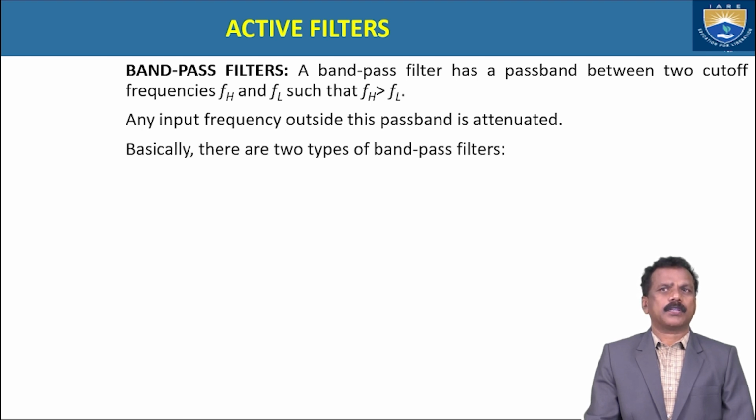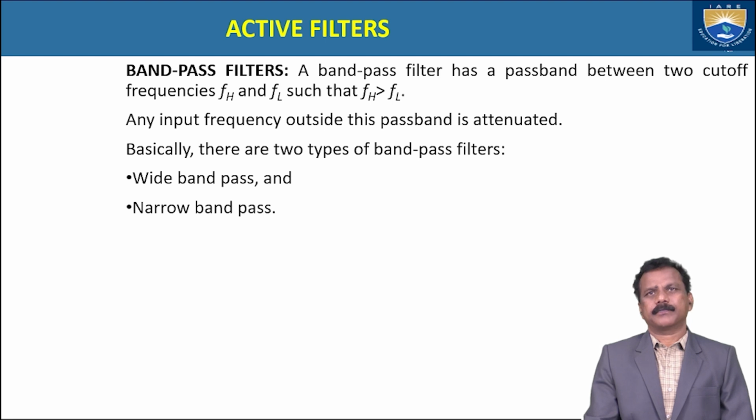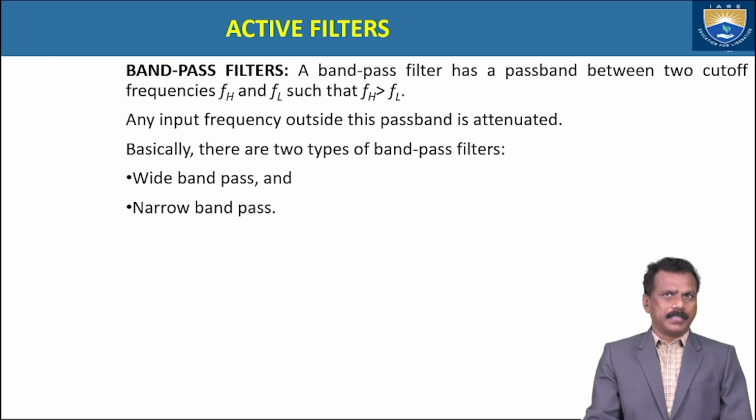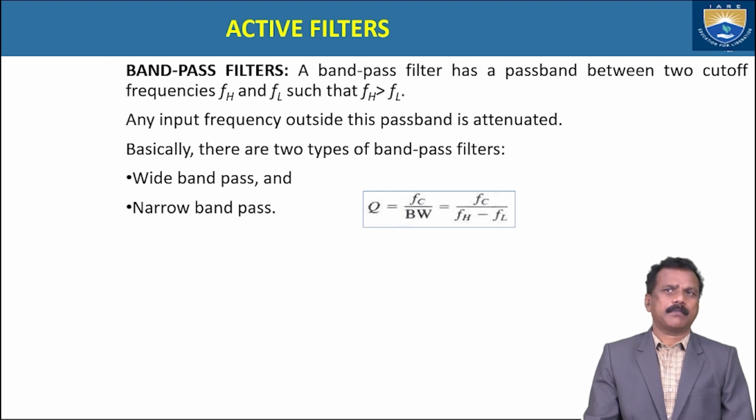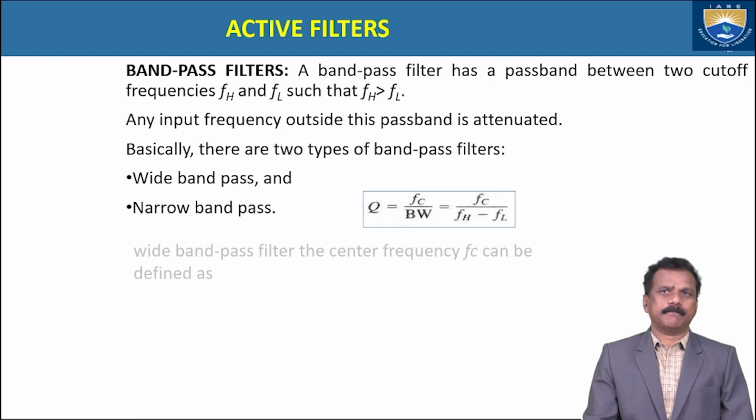So basically, there are two types of band pass filter: wide band pass and narrow band pass. The band pass filter has the pass band between the cutoff frequencies FH and FL, and that condition should be FH greater than FL. Here Q is equal to FC by the bandwidth, which is FC divided by high frequency minus low frequency.